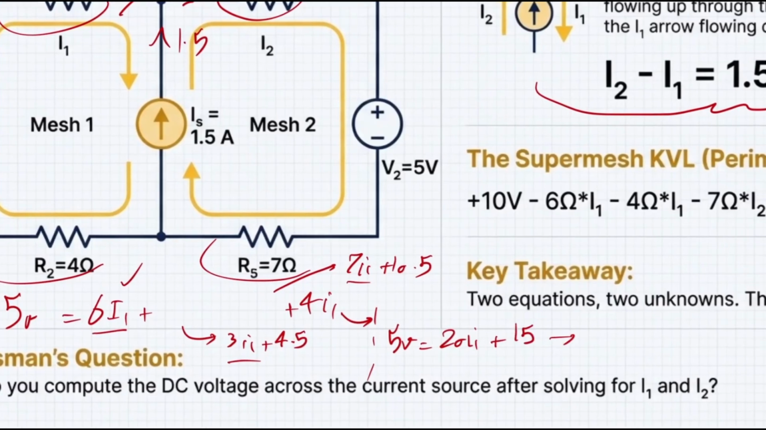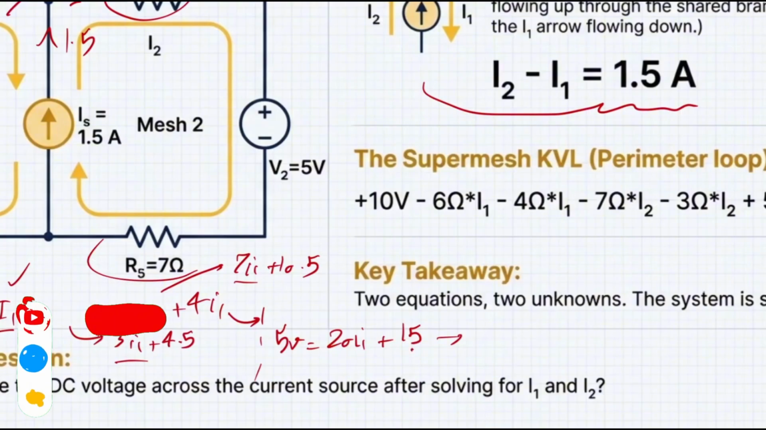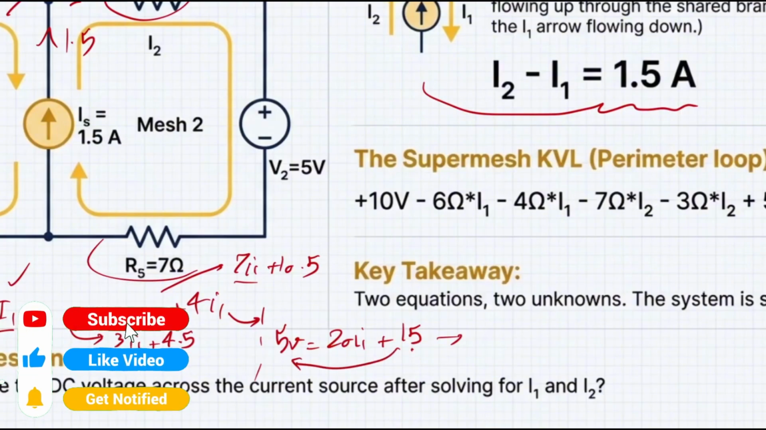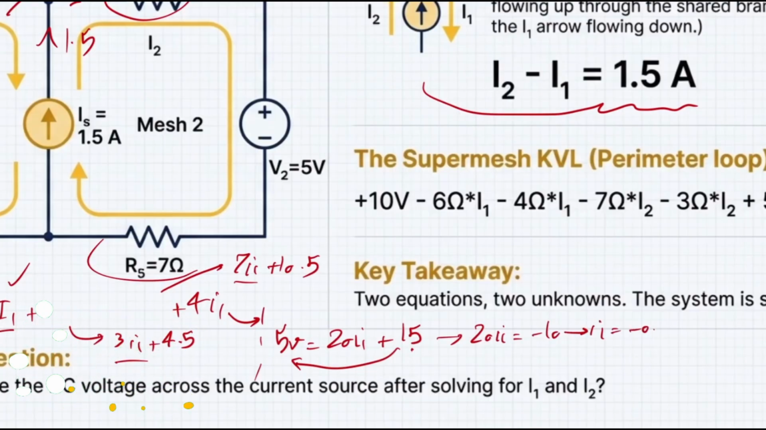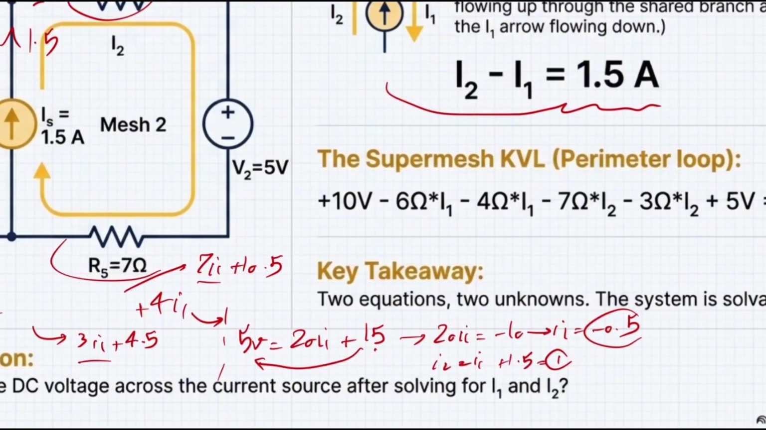So it means that if I rearrange this one and move this over here, 20I1 equals negative 10, and I1 is going to be what? Is going to be negative 0.55. So if I consider that, I know that I2 is going to be I1 plus 1.5, which is going to be 1 amp. So if I consider that, my I2 is going to be my 1 amp subtracted by I1. You see, negative half is going to be 1.5.